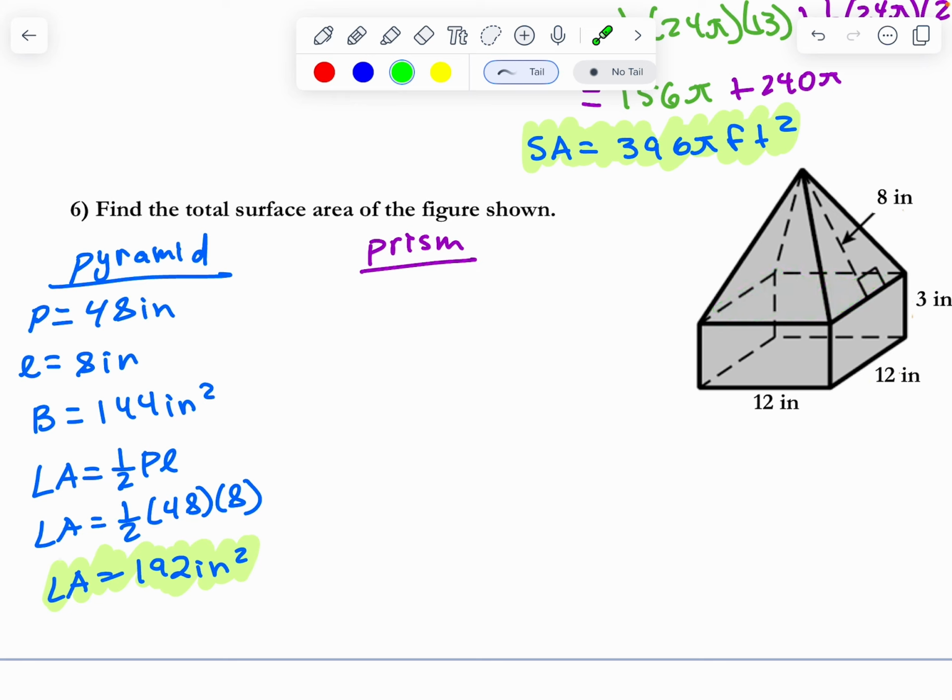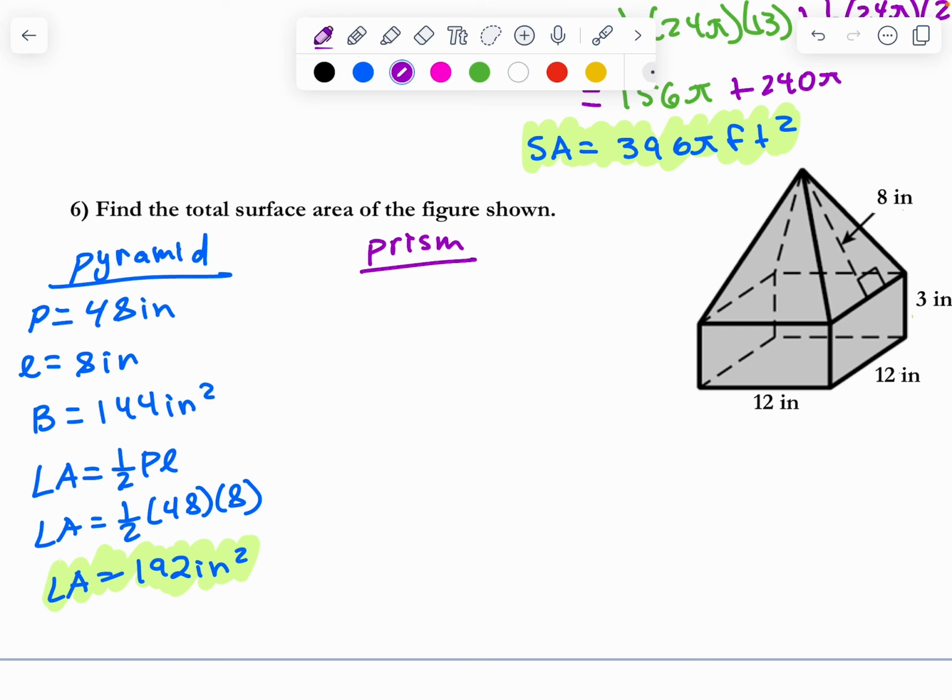So we don't essentially need it. As a matter of fact, we kind of didn't need it. I don't know why I ended up finding it. But actually, the base here is going to end up being the same base as the pyramid. So we're going to go ahead and do it that way. So let's go ahead and finish this up.